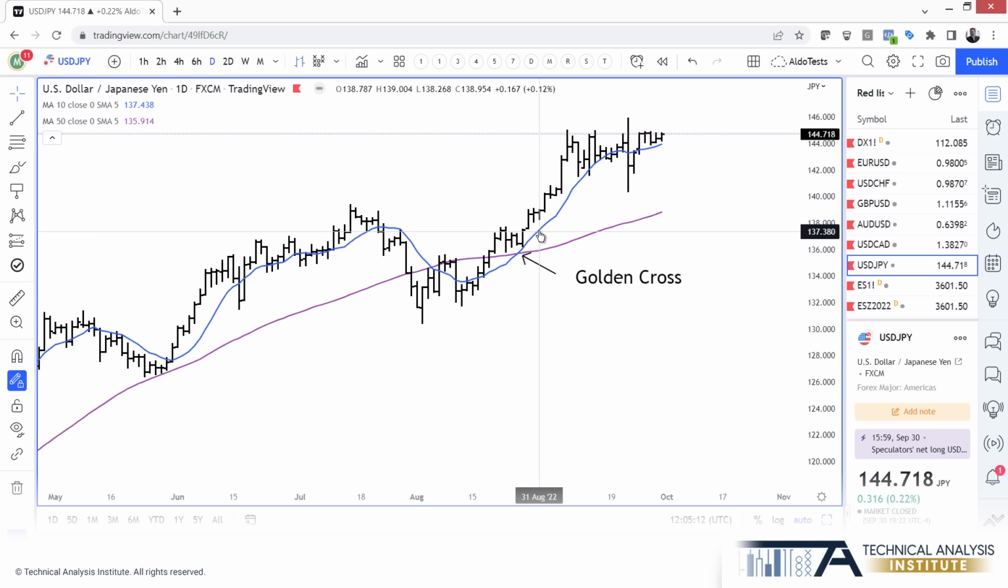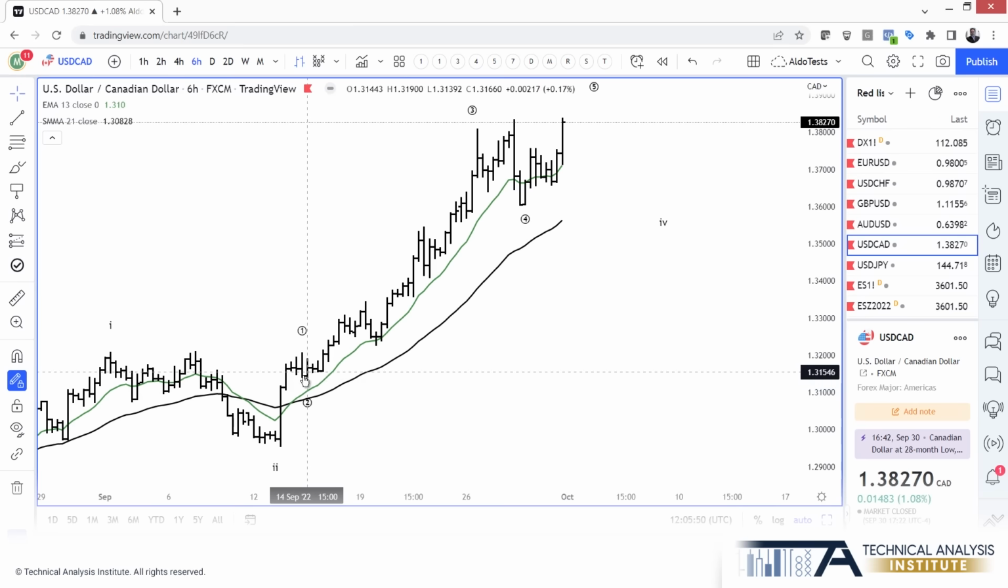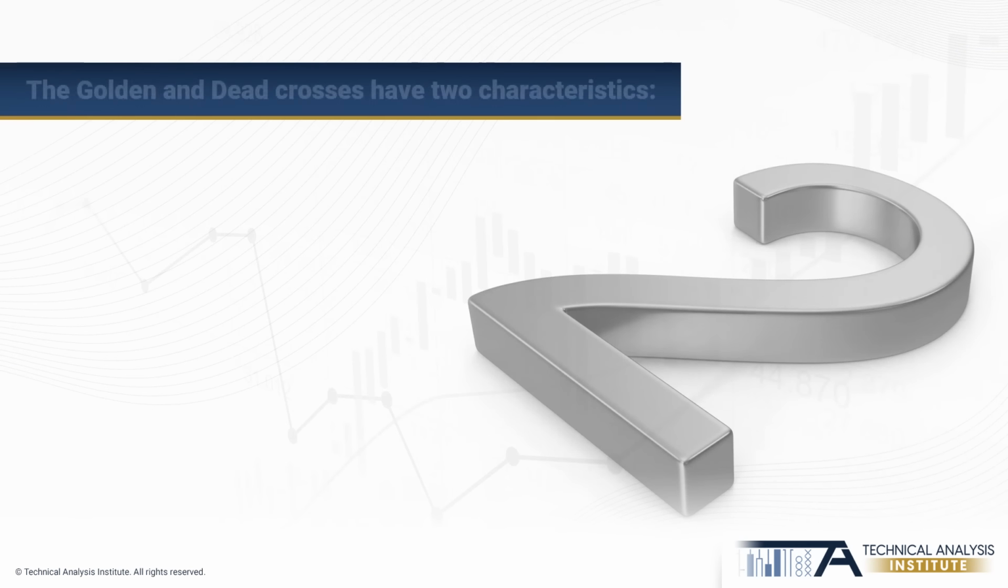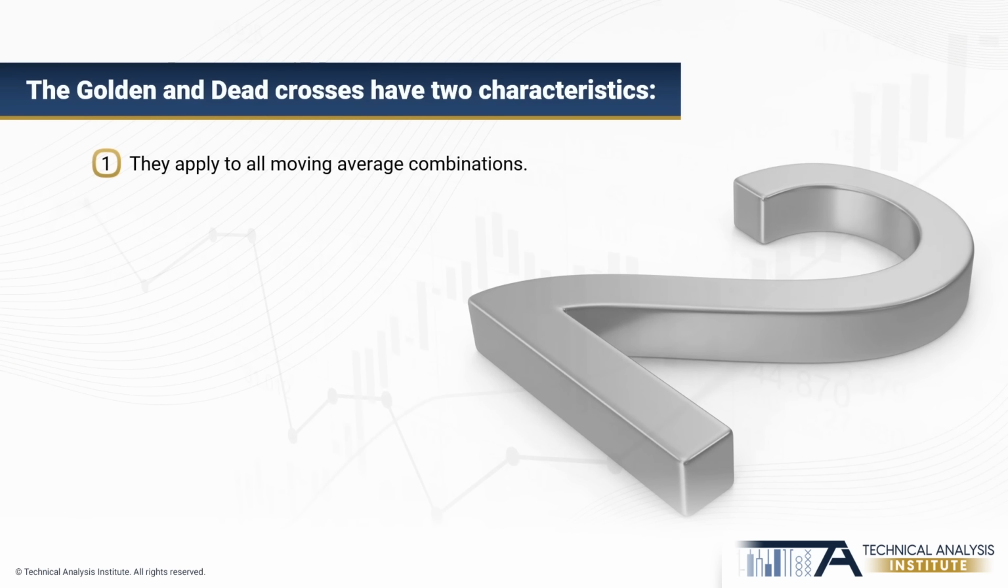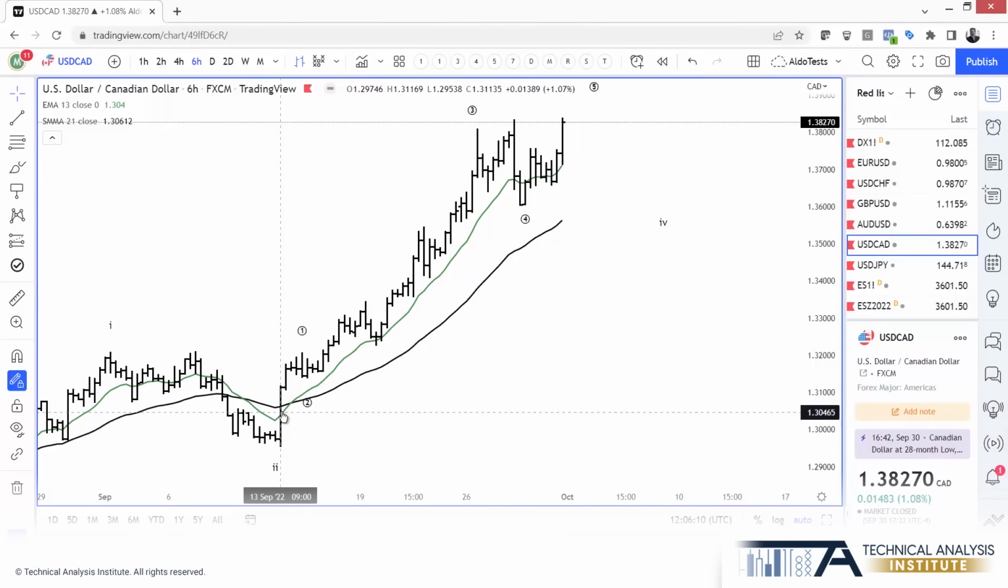You remember that wonderful signal in the Canadian dollar I showed you in the beginning? Well, it was also a golden cross between the 13 and the 21 averages. And that goes to show you two things. The golden and dead crosses apply to all moving average combinations, and they work on all time frames. As you can see, this one is in a 6-hour chart. The other ones I showed you were on daily or weekly charts.